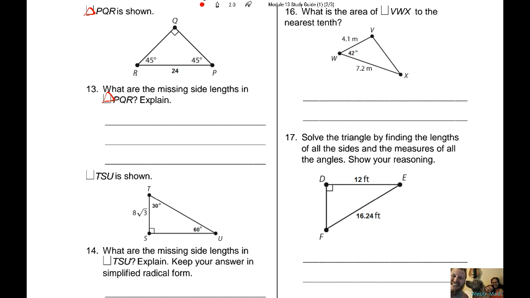This is a 45, 45, 90 special right triangle, okay? So we know that our hypotenuse has to be x times the square root of 2, and this guy's just x, and this guy's just x. Well, we got the hypotenuse given to us, so we'll set up our ratio equaling what they gave us for the hypotenuse, and we'll solve for x. So I'm going to divide by the square root of 2.